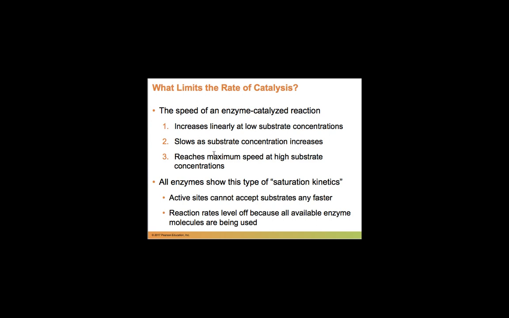Eventually, we will reach a maximum speed at a high substrate concentration, right? Eventually, these enzymes are going to become overwhelmed. We can't increase their speed any longer. So all enzymes are going to show this type of saturation kinetics. Active sites cannot accept substrates any faster, right? We can't change the speed at which the enzyme is going to work. The only way we can change the speed of reaction is if we add more enzymes. So that's a good ratio between substrate and enzymes.